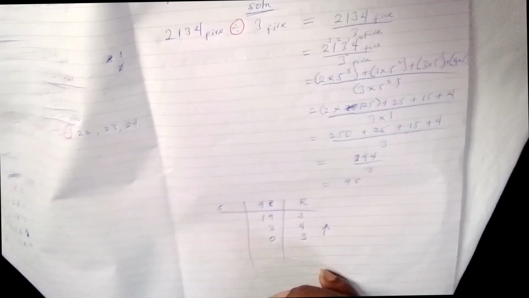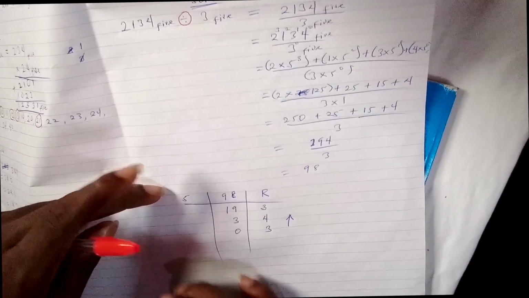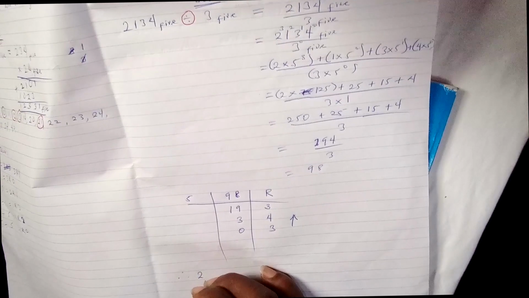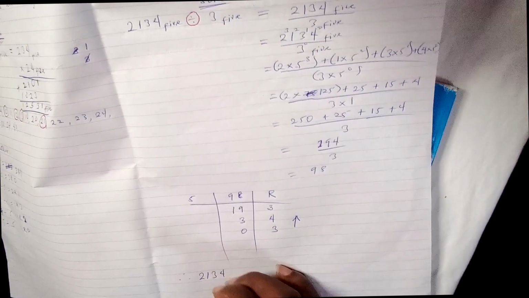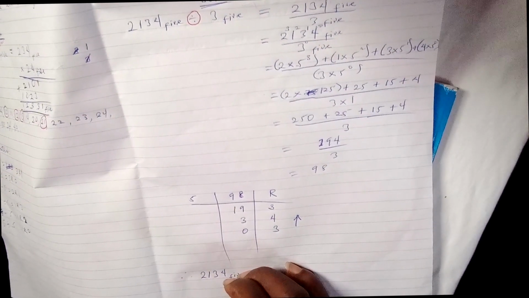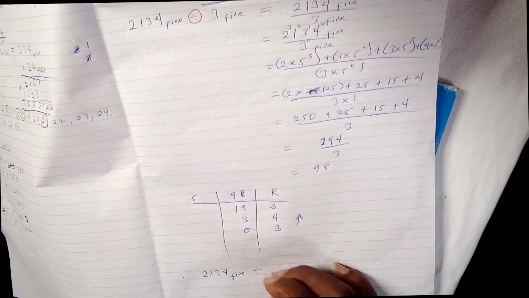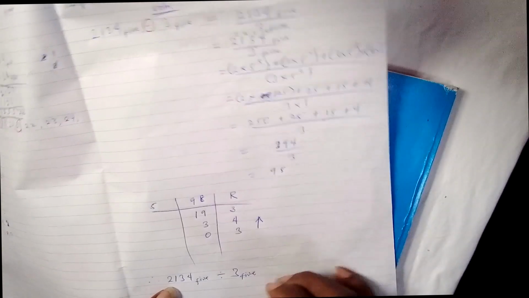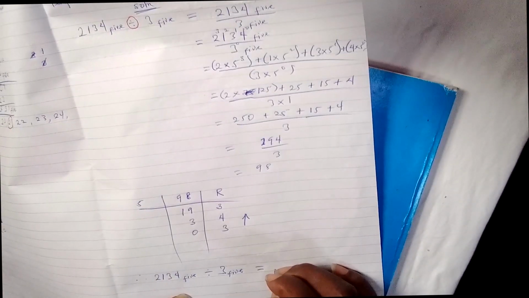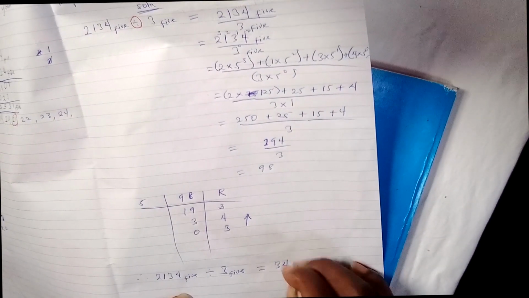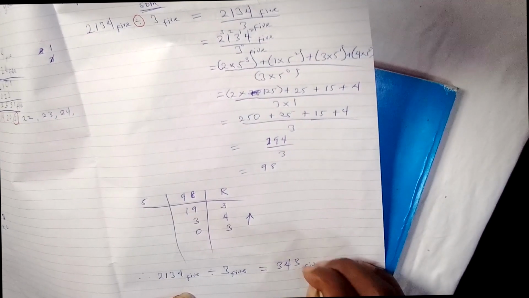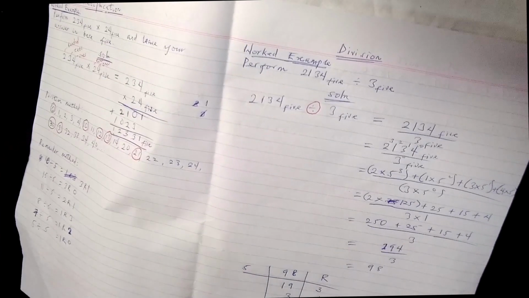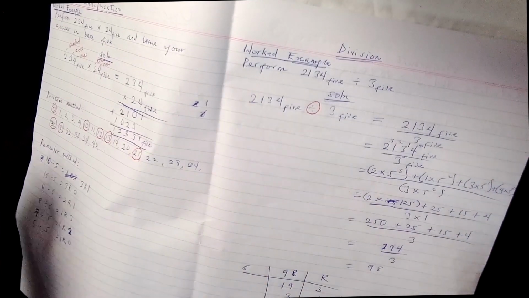So you can conclude by saying that, therefore, to divide 2, 1, 3 base 5 by 3 in base 5, then your answer is 3, 4, 3 in base 5. That is it, using the two methods, position method and remainder method.